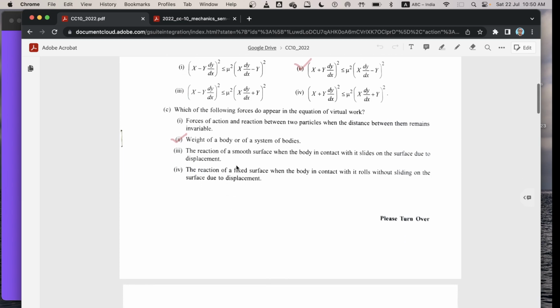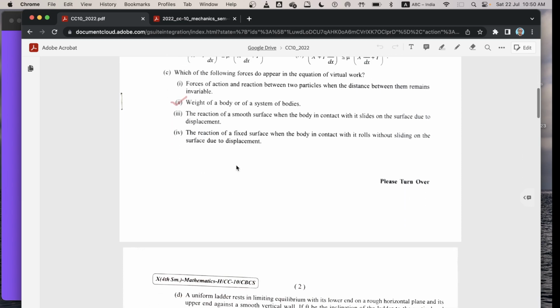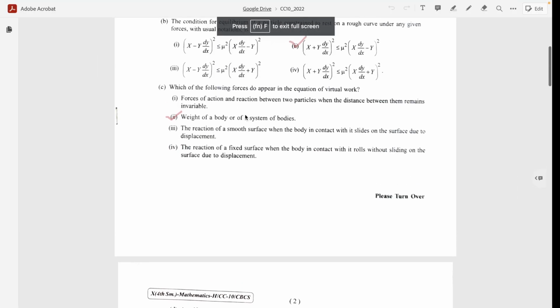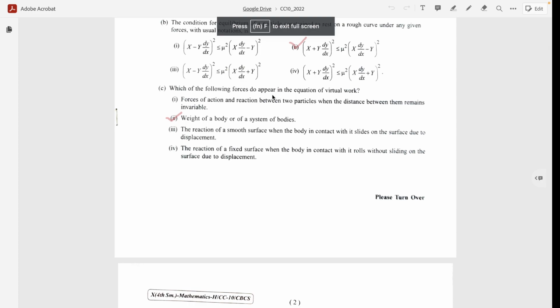Next, question 1c. Which of the following forces do appear in the equation of partial work? The correct option is 2, weight of a body or of a system of bodies, because options 1, 3 and 4 don't appear in the equation of partial work.